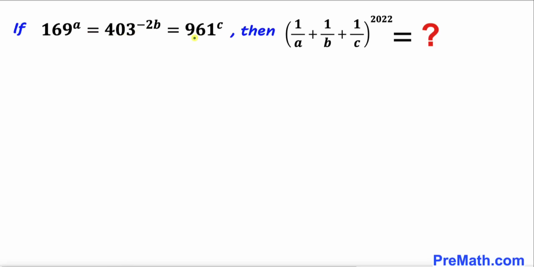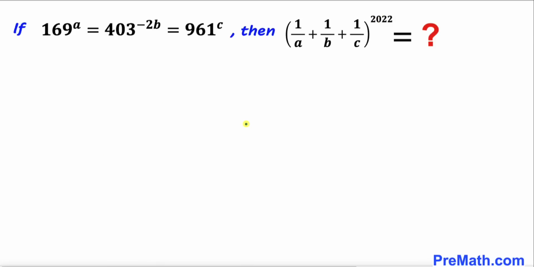In this video, we have this system of equations: 169 power a equals 403 power negative 2b equals 961 power c. And now we are going to find the value of (1 over a plus 1 over b plus 1 over c) whole power 2022.